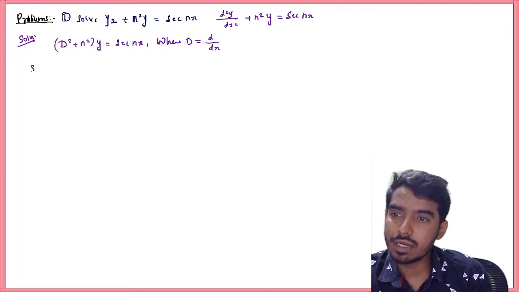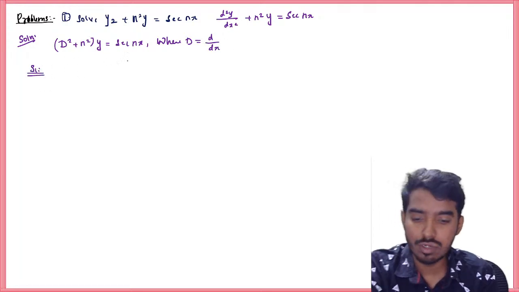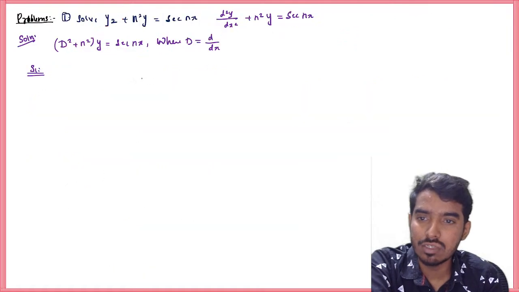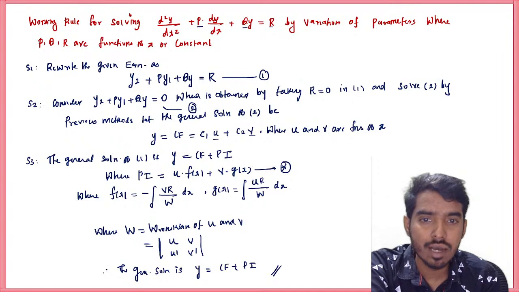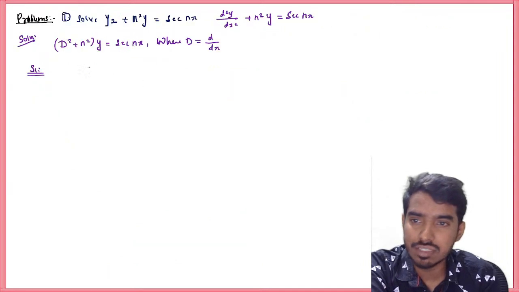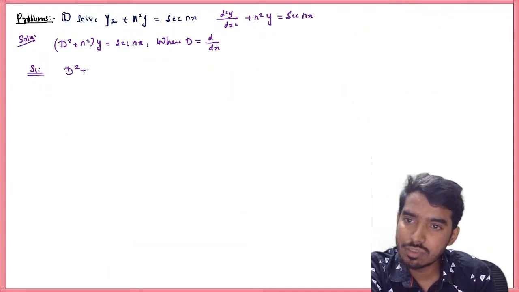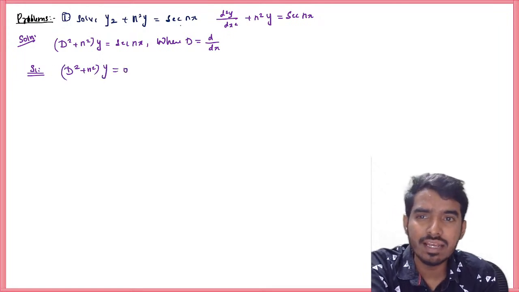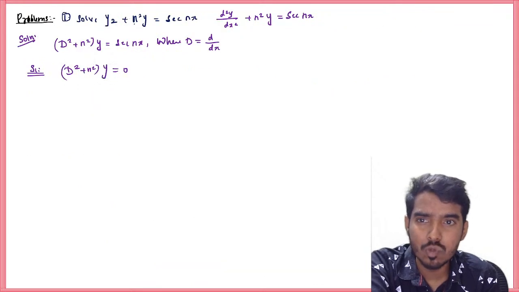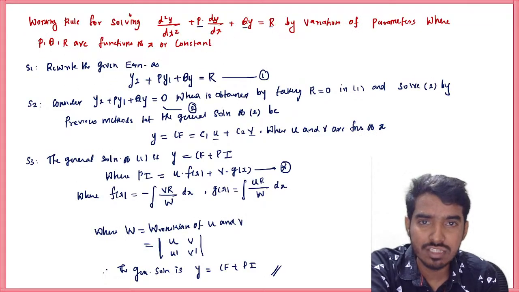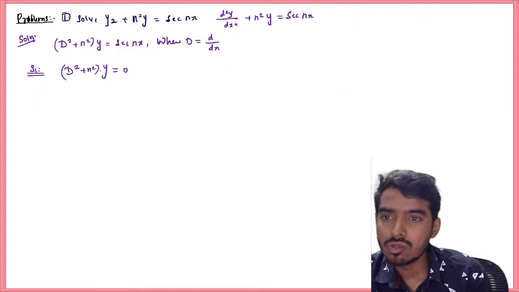Now what is step 1? Step 1 is you put r is equal to 0. So consider this equation with r equal to 0, obtained by taking r is equal to 0, and solve this equation. So consider d square plus n square of y is equal to 0. Whatever r may be, here r is secant nx, and there is no p term here, that is, there is no first order derivative. We have this term and this term. The term p is 0 here. So solve this equation.